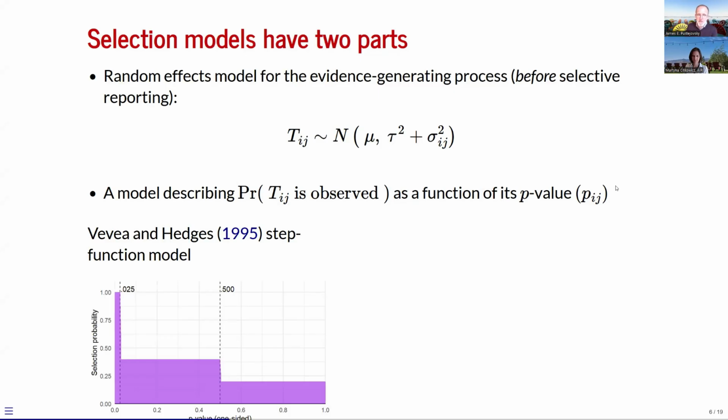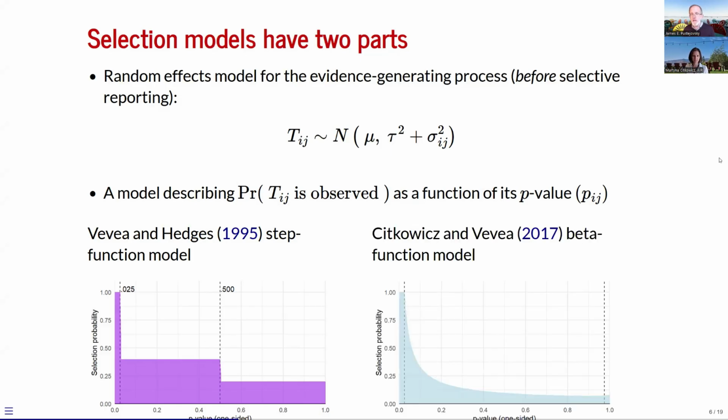There's a variety of different models of this form. One well-known one is the Vevea-Hedges selection model that assumes that the probabilities follow a step function. So effect size estimates that have p-values that are statistically significant at the conventional level have some probability of being reported, but then effects with p-values that are greater than that threshold may have some other probability of being reported. Maybe there are further thresholds in the model besides the usual significance threshold. Maybe there's a threshold based on whether the effect is positive or negative that could also influence whether the effect size estimate ends up getting reported.